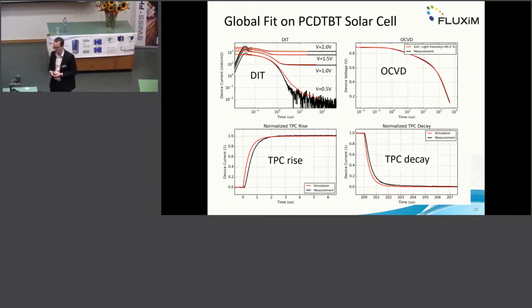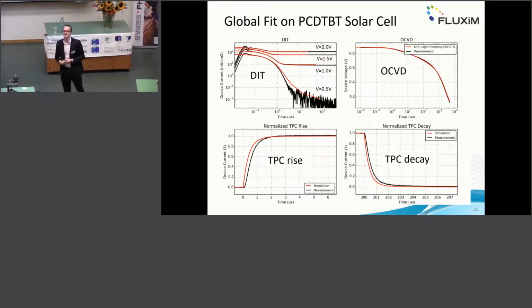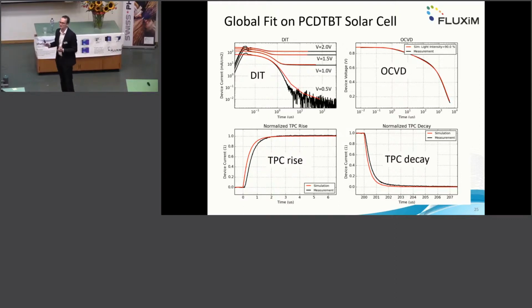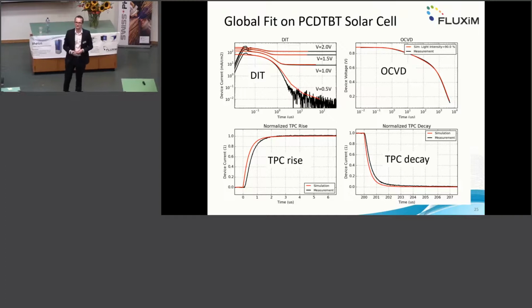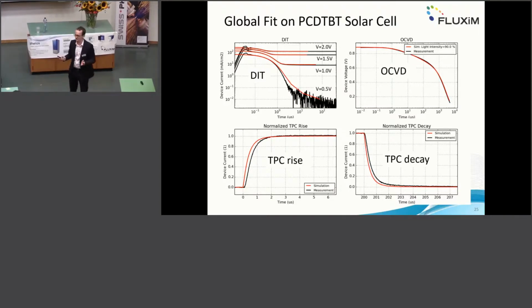Then there are some more techniques. DIT, this is actually Dark Injection Transients. It's usually performed on monopolar devices, but here we just performed it at the solar cell, so voltage pulses, and we just simulate the same. Also this matches quite well. We simulated OCVD. Here it fits almost so nicely that you don't see the measurement anymore. So this is open circuit voltage decay.